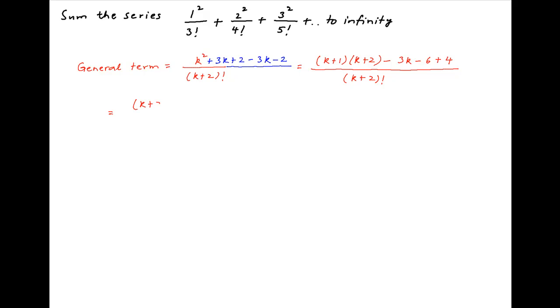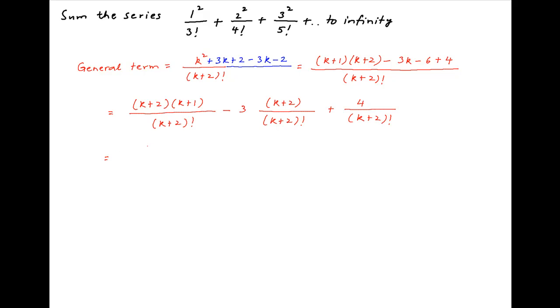Now this can be broken into three components. The first component is (k plus 2) times (k plus 1) divided by (k plus 2) factorial. The next component is minus 3 times (k plus 2) divided by (k plus 2) factorial. And finally, plus 4 divided by (k plus 2) factorial.